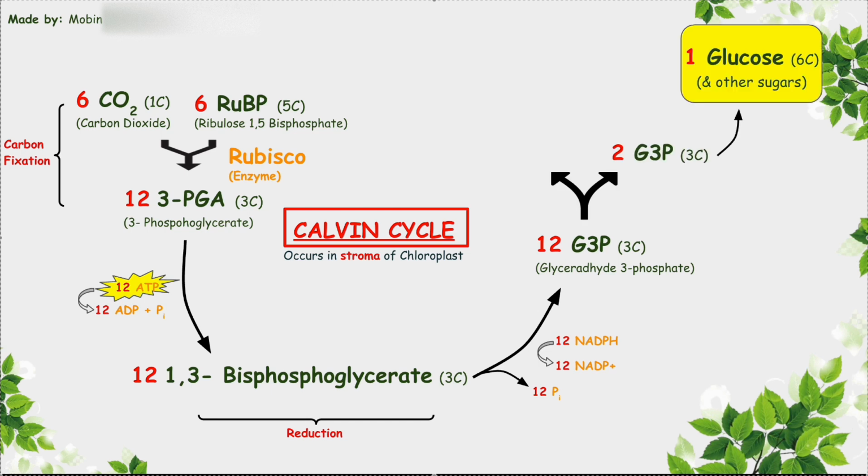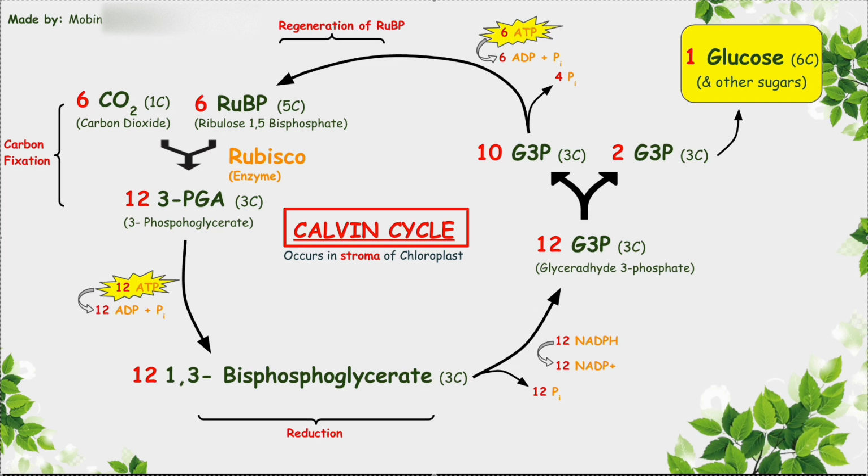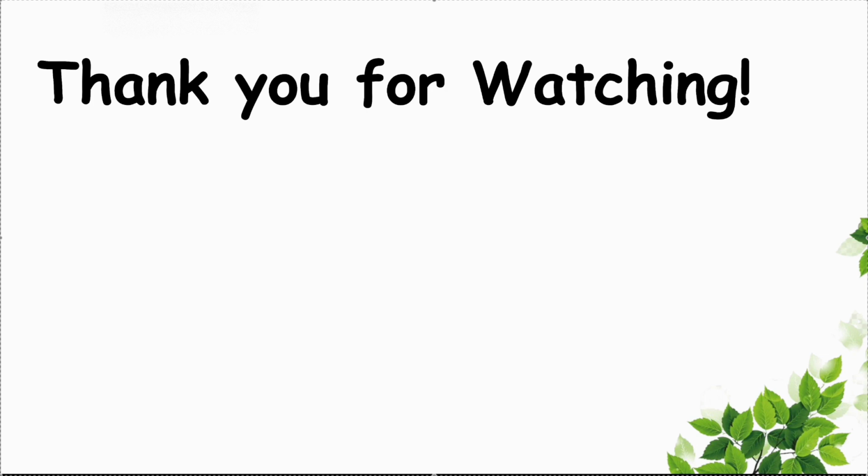From there, we have 2 G3P molecules leave to make a glucose molecule, which is a 6 carbon molecule, and other sugars. Then the remaining 10 G3P molecules go on to be regenerated back to RuBP, or ribulose 1,5-bisphosphate. In this step, we have 4 phosphate groups leave, and we have another 6 ATP molecules being converted into 6 ADP plus 6 phosphate groups. What this does is it allows RuBP to be regenerated, making 6 RuBP molecules, which allows the cycle to continue.